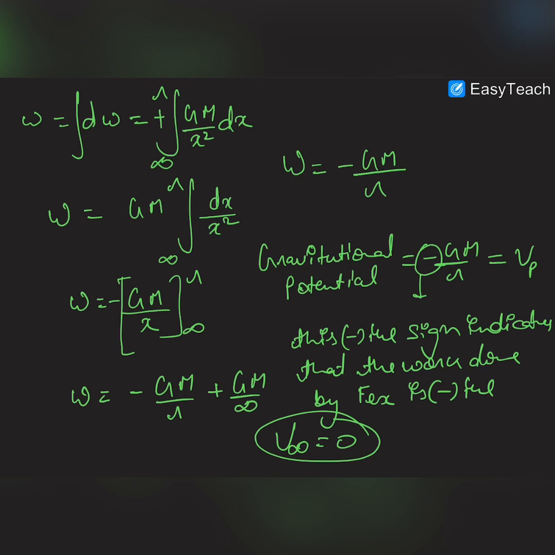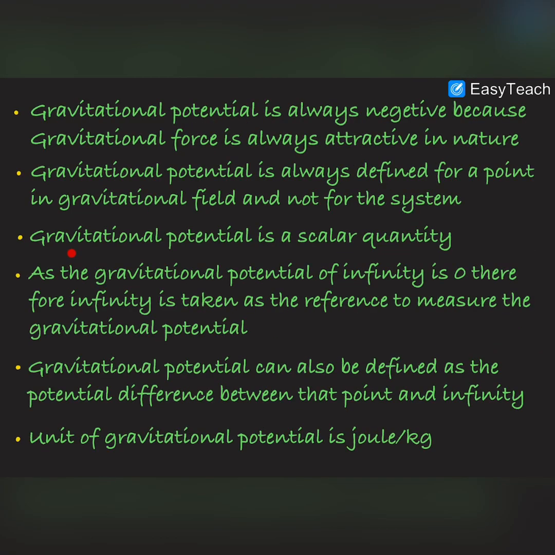Potential energy is defined for a system, while gravitational potential energy is defined for a system of masses. Now gravitational potential is a scalar quantity, which we all know because it is the work done, and therefore it is a scalar quantity. The gravitational potential of infinity is 0, therefore infinity is taken as the reference point to measure the gravitational potential. We have already discussed this point.